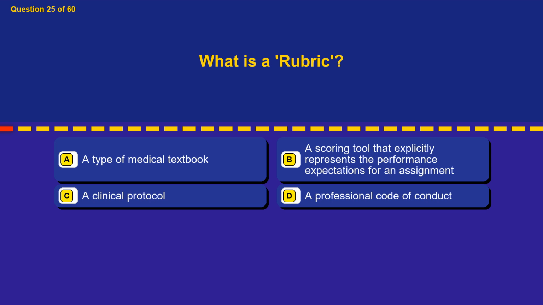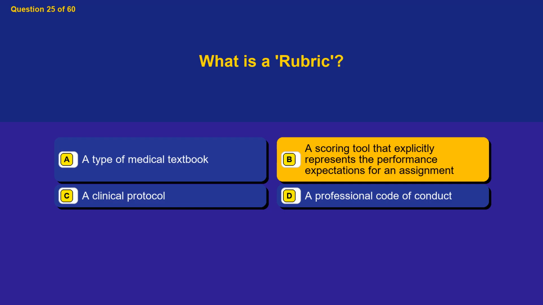Question 25. What is a rubric? Option A. A type of medical textbook. Option B. A scoring tool that explicitly represents the performance expectations for an assignment. Option C. A clinical protocol. Option D. A professional code of conduct.